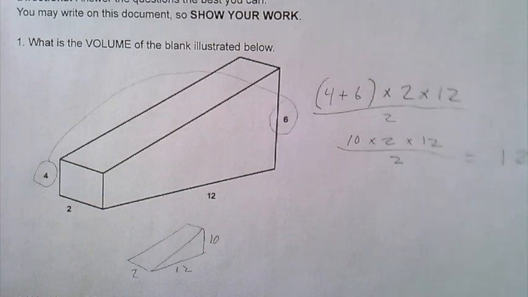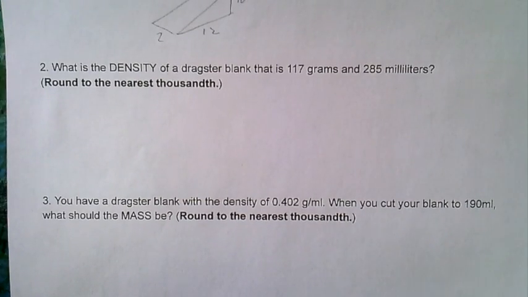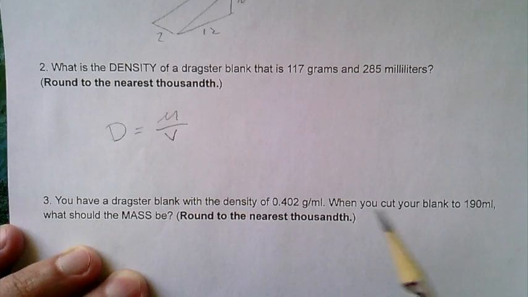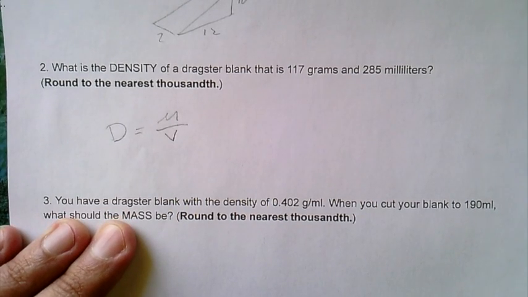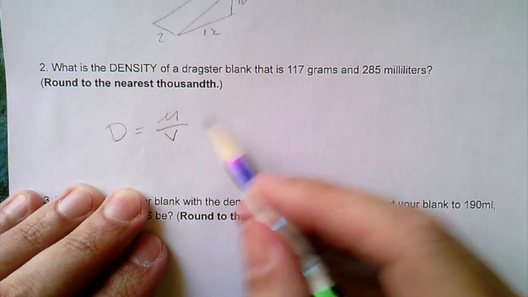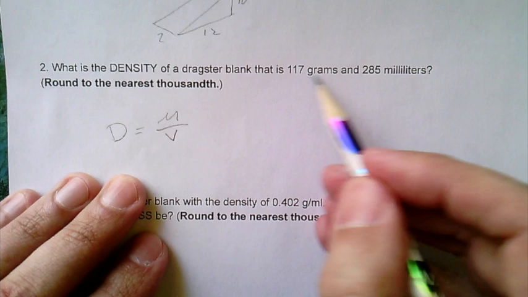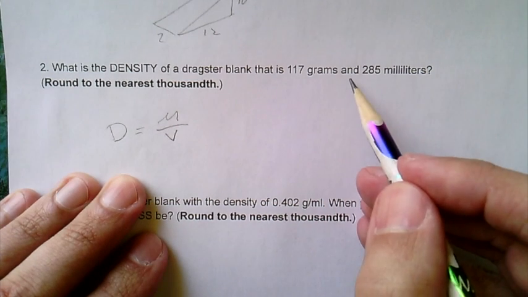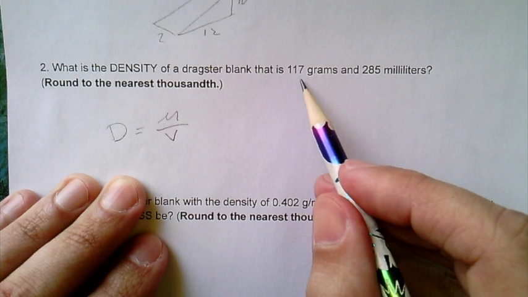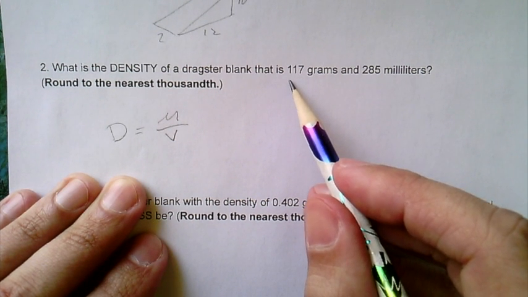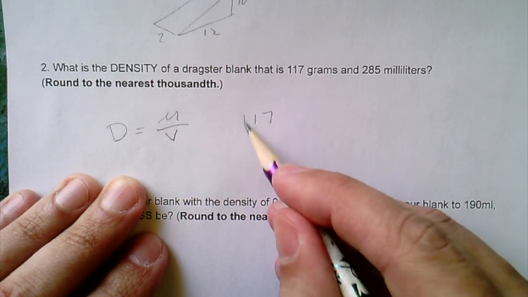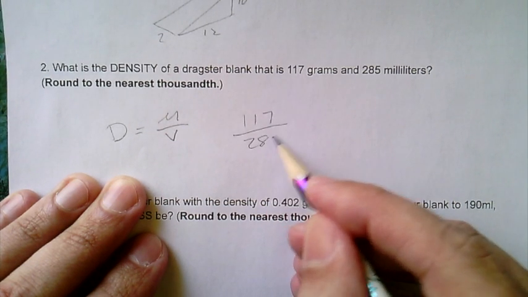Okay, moving right along. The formula for calculating density. Density equals mass divided by volume. Okay, so then the trick is to figure out which one of these is the volume. Do we measure volume with grams or with milliliters? And which one is mass? We measure mass with grams or milliliters. Most of you probably remember from science that you measure mass using grams. So the formula is simply 117 divided by 285.